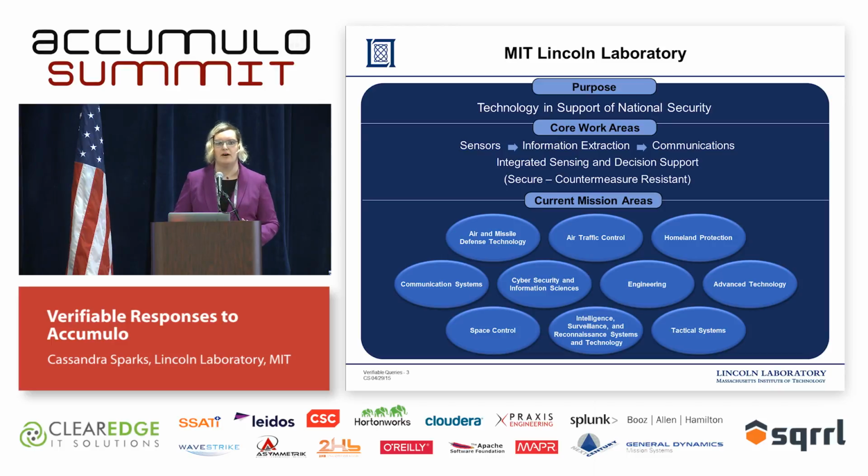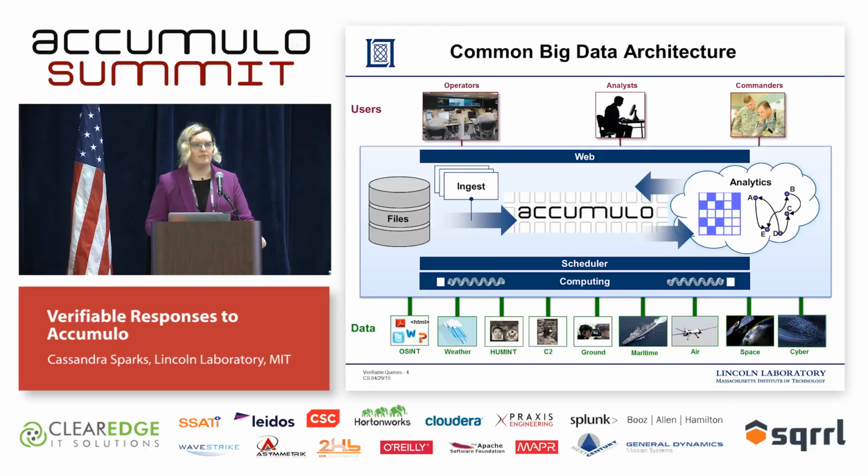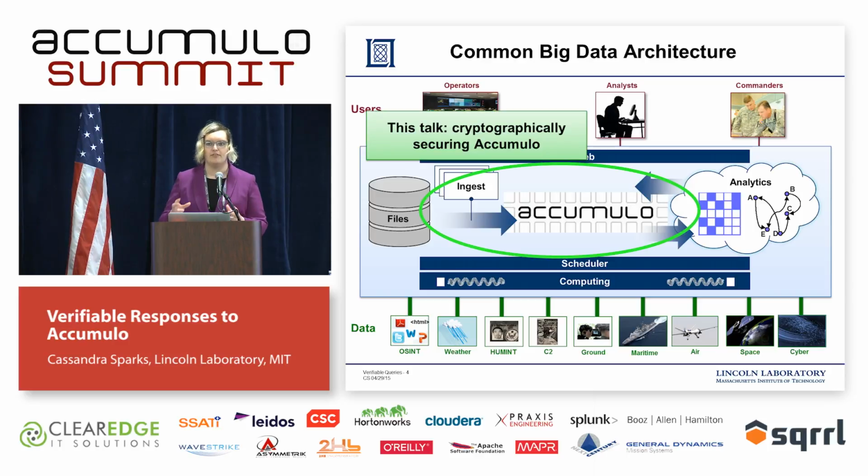I won't get into detail about all of these right now, but the one I want to focus on is the cybersecurity and information sciences area. This is the area that is particularly interested in securing things such as Accumulo. The reason this is relevant to us is that there's a big government common big data architecture that Accumulo is at the center of. So I'm going to talk about cryptographically securing Accumulo, because it's at the center of all of this, and if it's a common point of failure, that would be really bad for us.